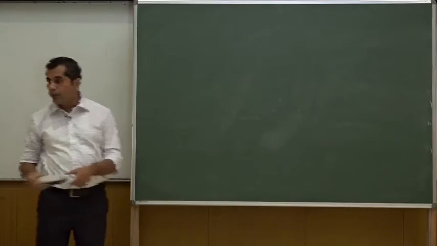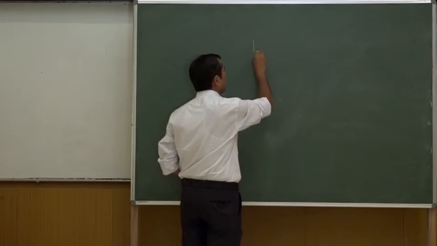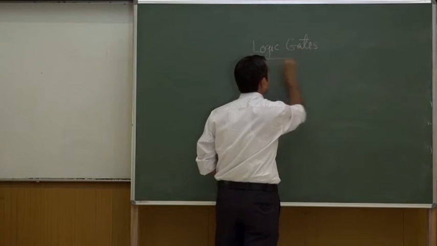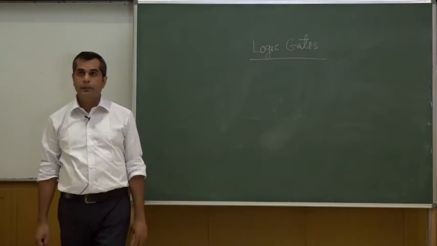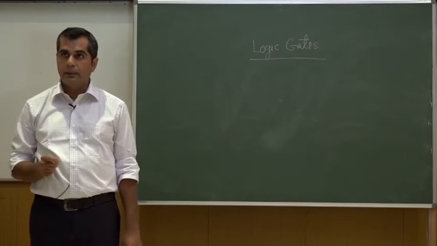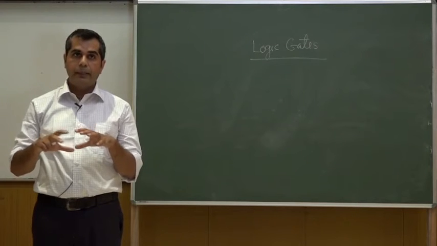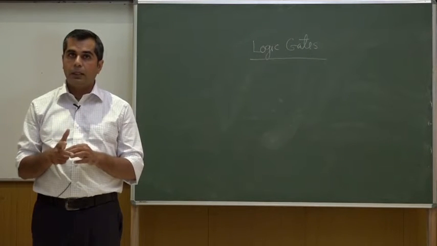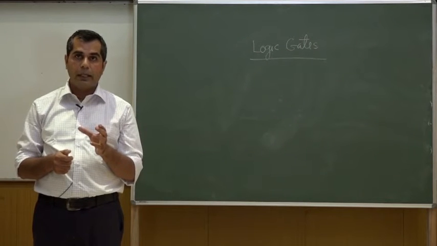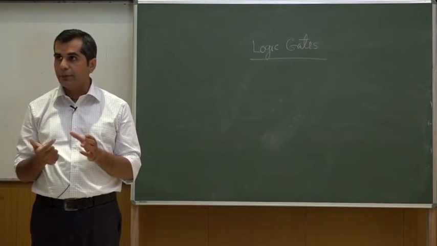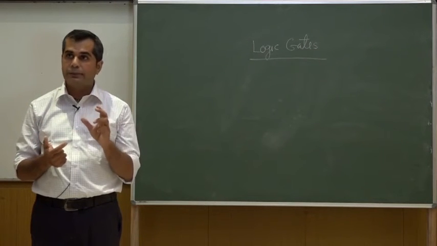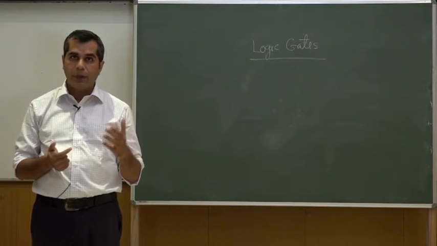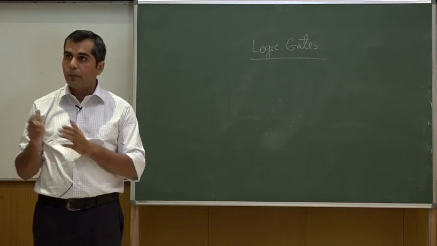Now let me introduce the concept of logic gates. Logic gates are basically the basic building blocks of digital circuit design. To implement a bigger circuit, these basic logic gates are used. For example, the processor of your computer can be designed using a large number of logic gates. Here I am going to tell you about the different kinds of logic gates, and I will also discuss the truth table for those logic gates.